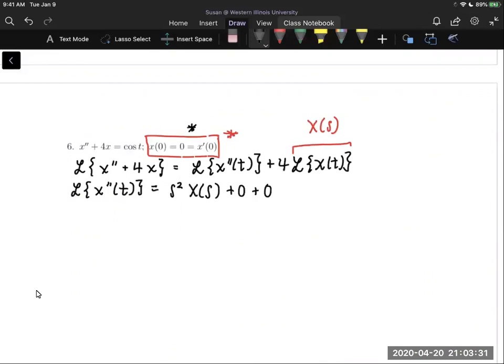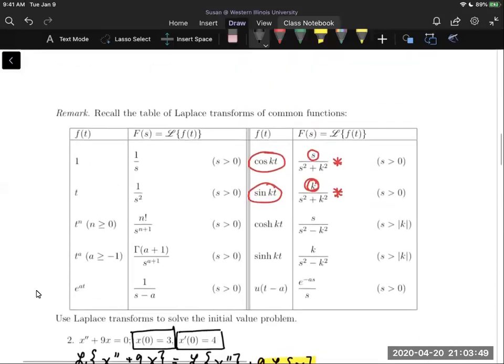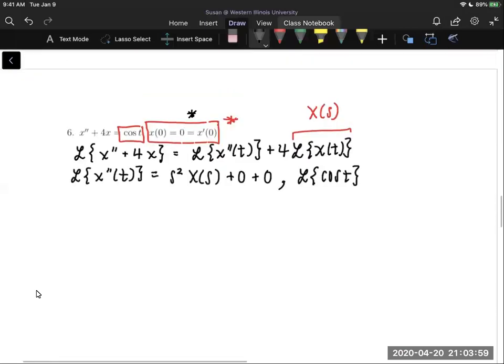All right, now we must not forget about the right-hand side of the equation. We also need to take the Laplace transform of cosine of t. But we're just going to directly refer to the table for this one. So if we go back up, here's the cosine t function. We get this back out. In this case, our k is 1, so we get s over s squared plus 1. All right, so we have all of the pieces and parts. Let's go ahead and put it all together.